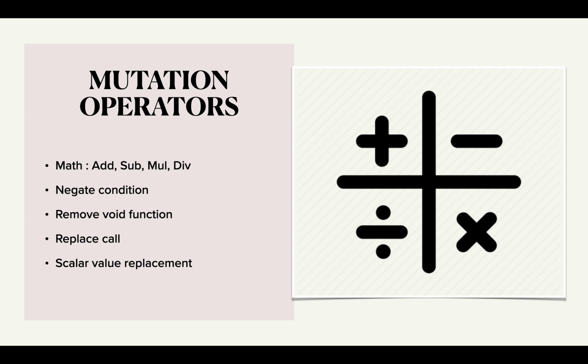Next, coming to remove void function. This operator removes a call to a void function from LLVM IR code.